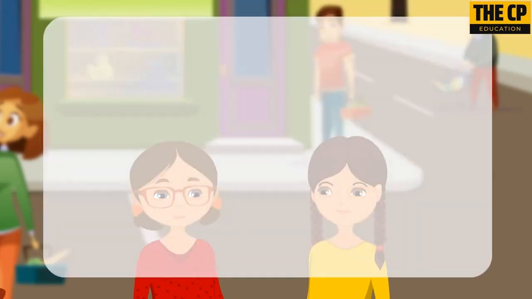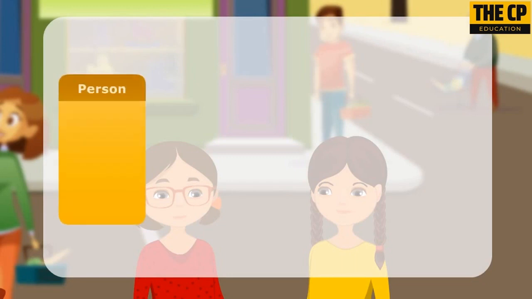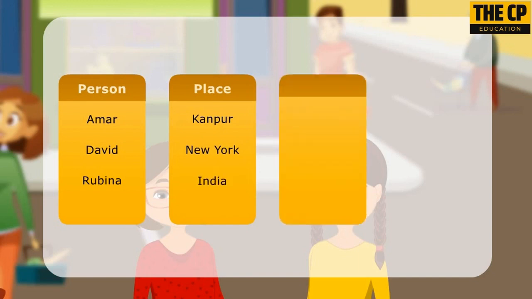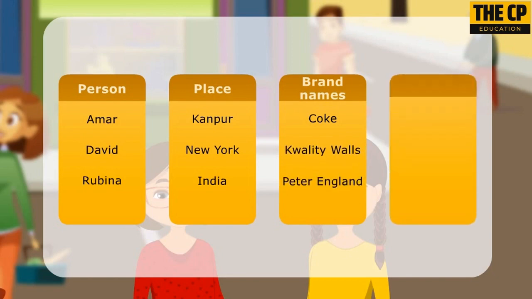Here is a list of some proper nouns. Person: Amar, David, Rubina. Places: Kanpur, New York, India. Brand names: Coke, Quality Walls, Peter England. Days or months: Tuesday, February, December.